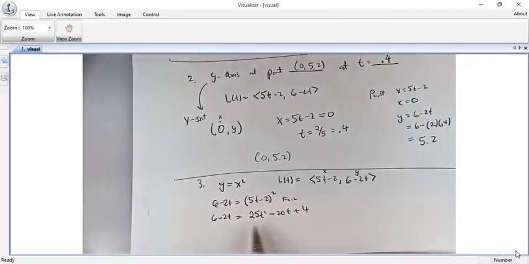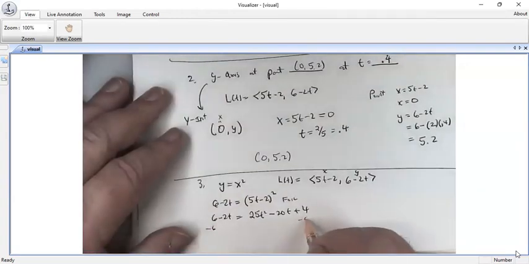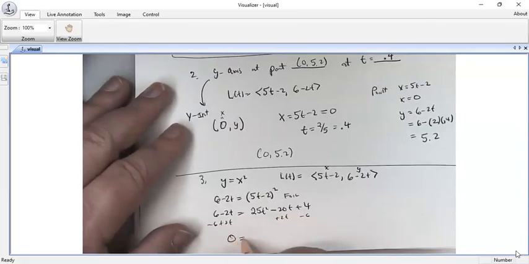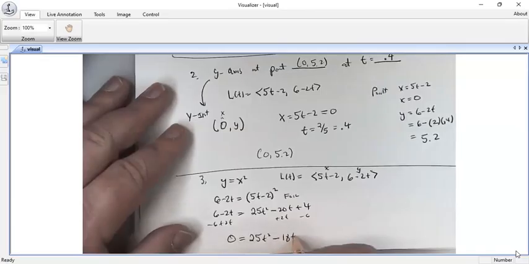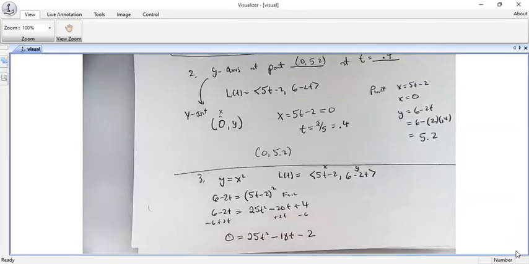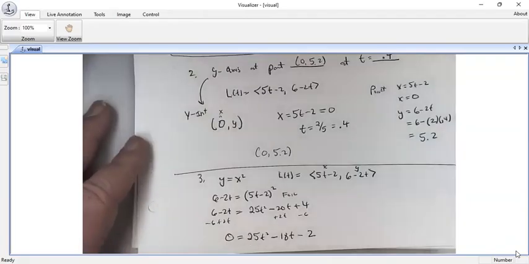And now it's a quadratic. I'm going to set it equal to 0. So I'm going to subtract 6 from both sides, and add 2t to both sides. This gives me 0 is equal to 25t squared minus 18t minus 2. You will notice this thing is crappy because it doesn't factor. But luckily, we all passed high school and we have the quadratic formula.